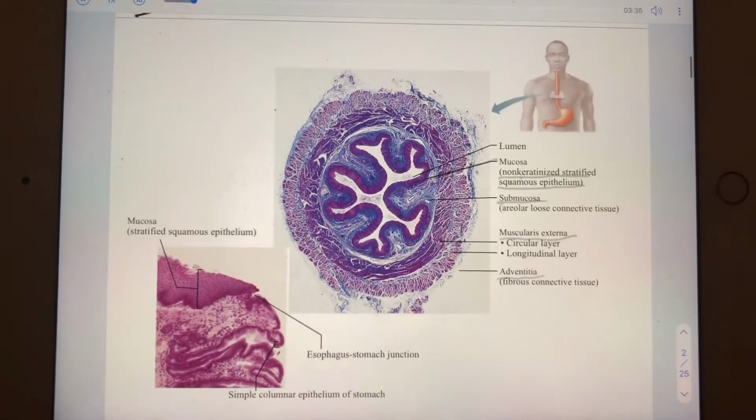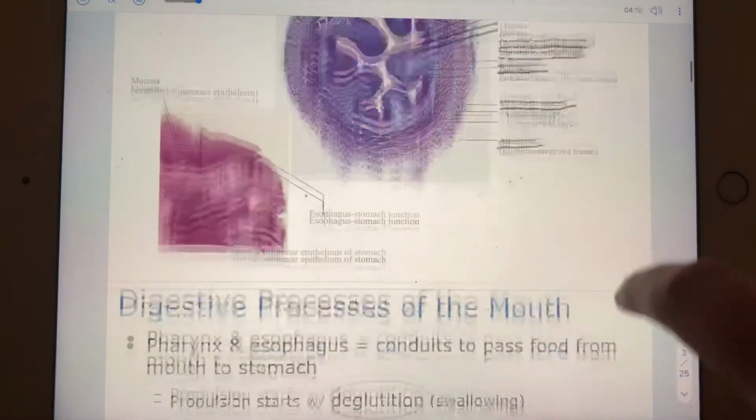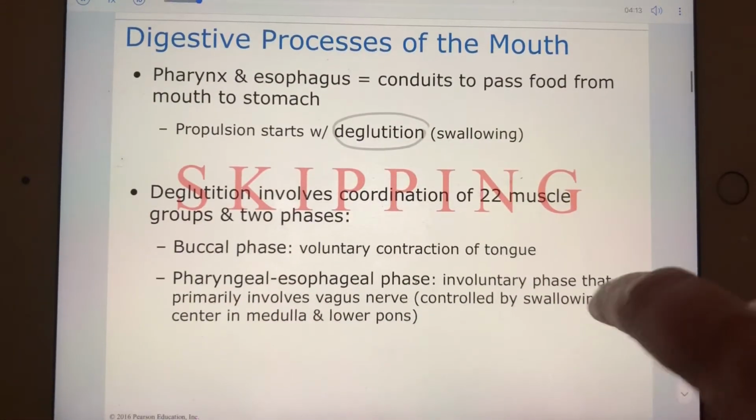I'm moving to slide 3, where we can see much better that the esophagus is a rather collapsed tube, which is absolutely okay, whereas we don't ever want the trachea to act as a collapsed tube. We want that airway to be nice and wide and open. Here's our mucosa, in this case made of non-keratinized stratified squamous epithelium, our submucosa, our muscularis externa, and in this case, adventitia.